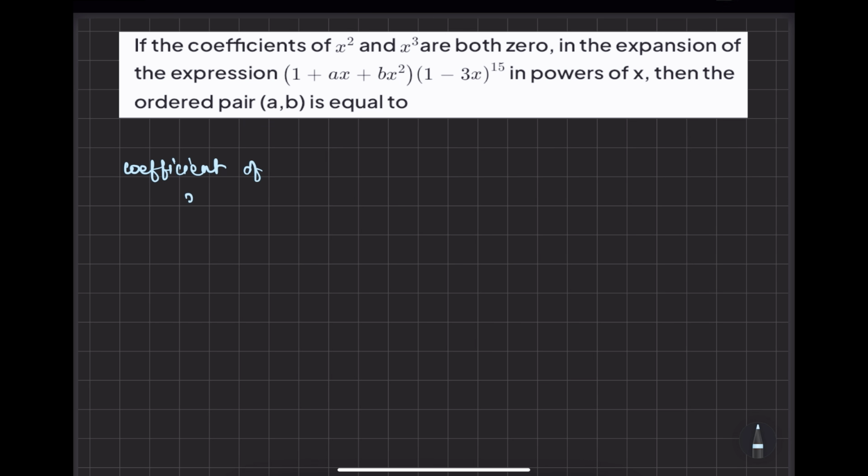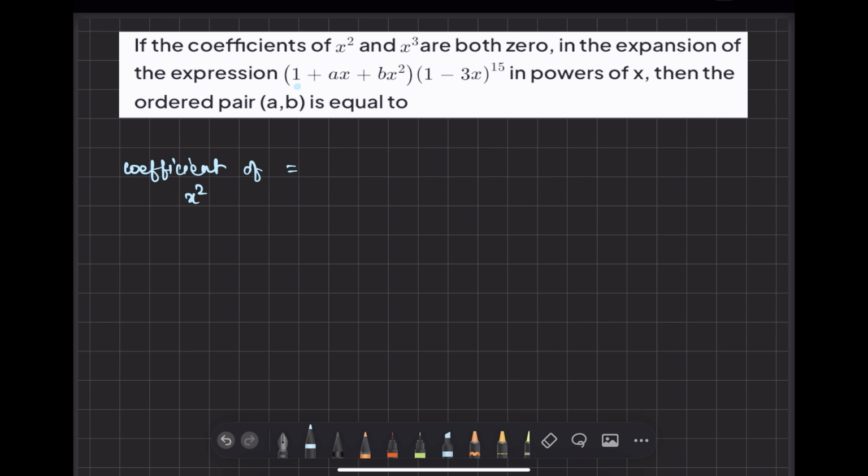Coefficient of x square. Now suppose that this is team A and this is team B. So we want to organize a fight, but the condition is that a person can fight only if, suppose you multiply two persons and after multiplication the power of x comes out to be 2, then only he can fight.